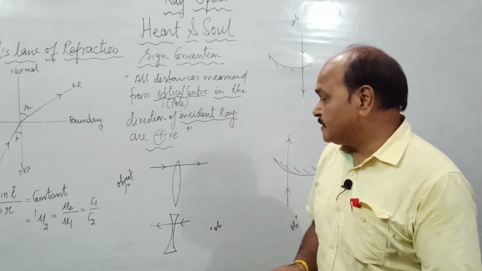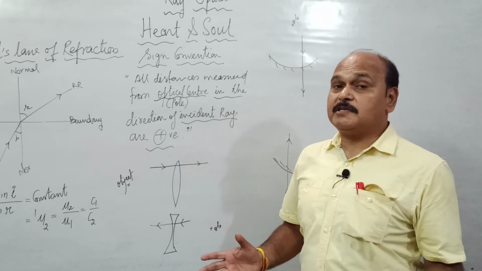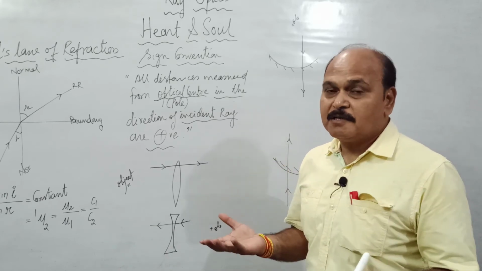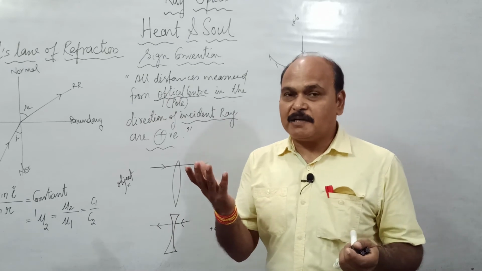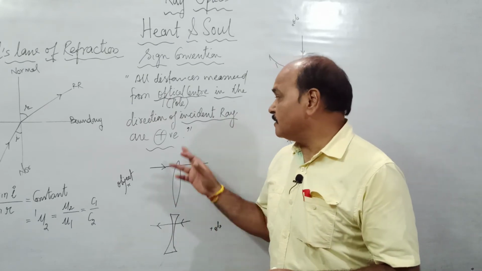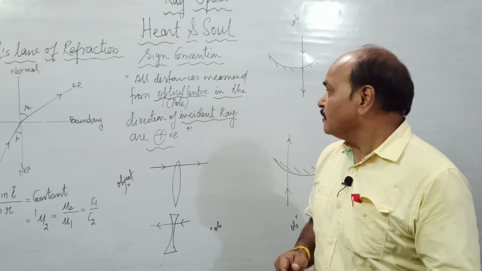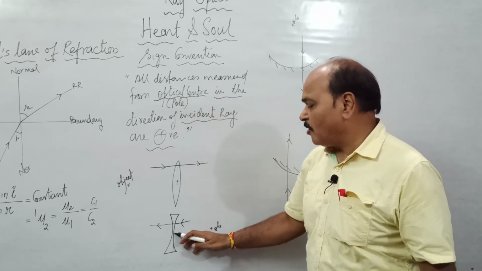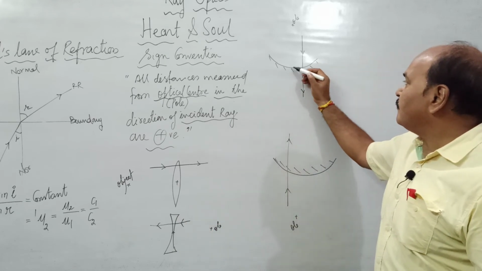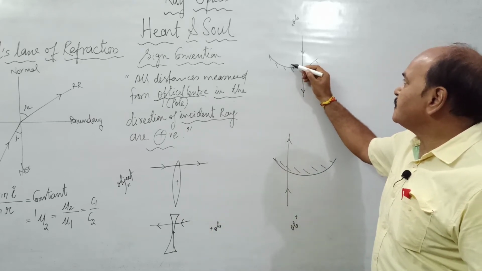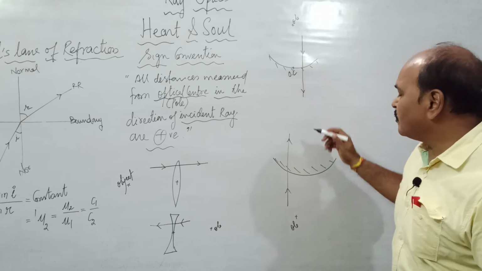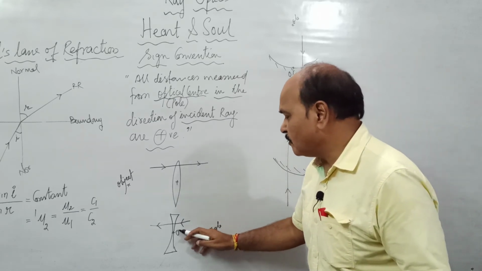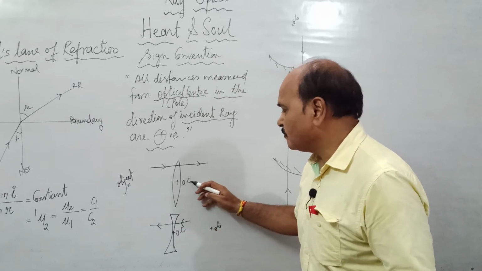Now, if the distance traveled is in the direction of incident ray, it is going to be positive. And if the distance is measured by moving in the direction opposite of incident ray, that distance is going to bear a negative sign. Now, all distances are measured from optical center. What is optical center? Optical center is simply the center of the optical device. Yeah, this is optical center or pole.